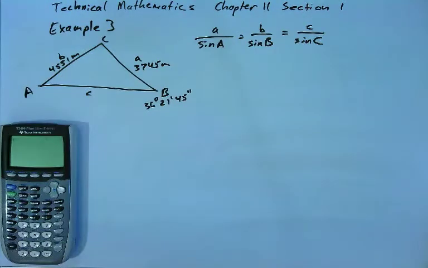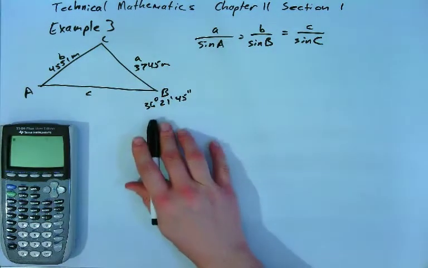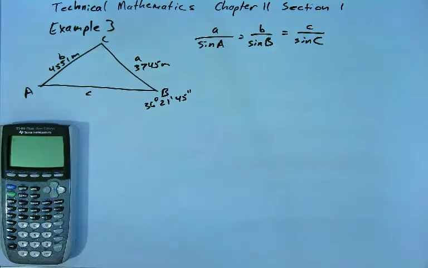This is example 3. Again, we're given an acute triangle where we know the length of side b is 4,551 meters, the length of side a is 3,745 meters, and angle B is 36 degrees, 21 minutes, and 45 seconds. And so the first thing we need to do is convert this to decimal degrees.